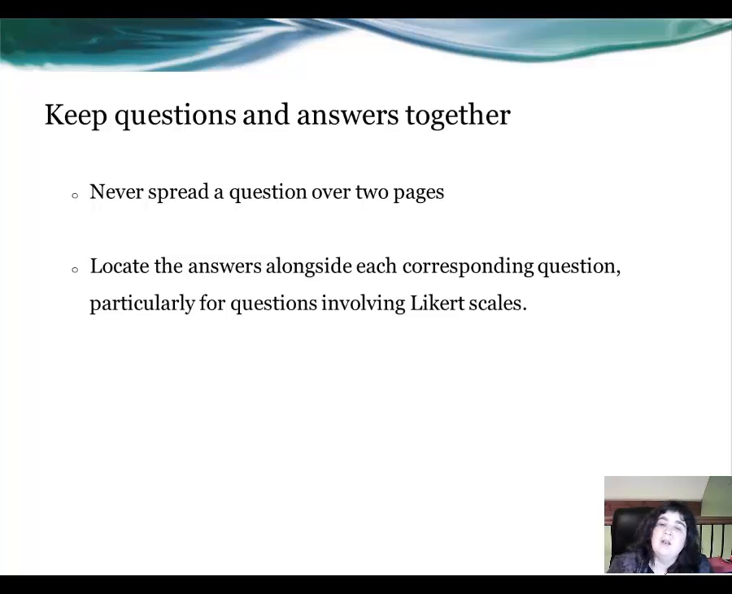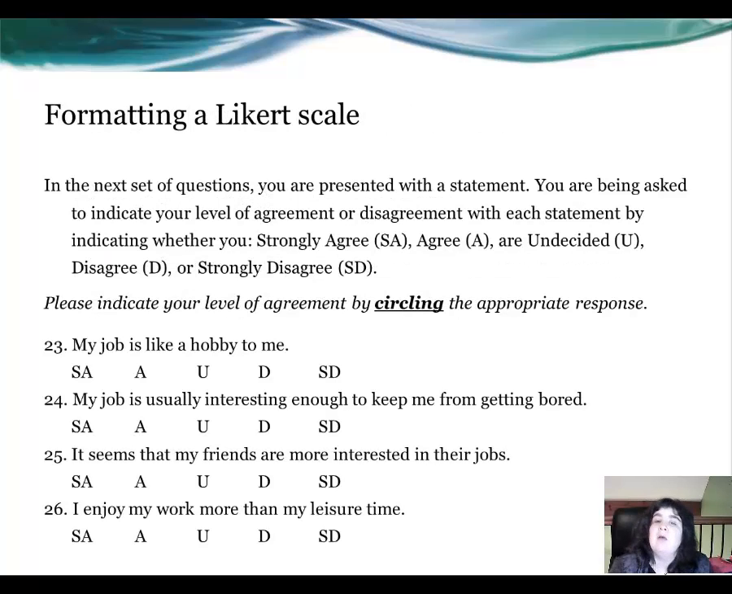Locate the answer alongside each corresponding question, particularly for questions involving Likert scales, like a 5-point scale from strongly agree to strongly disagree. So how do we actually format a Likert scale? Well, I have an example here. Here we actually have strongly agree, U is undecided, disagree, and strongly disagree. And the indication here is for the person to circle the appropriate answer. Now, obviously, this is when it's in a postal survey. For an online survey, they would maybe tick the box that is beside the answer that reflects their answer.